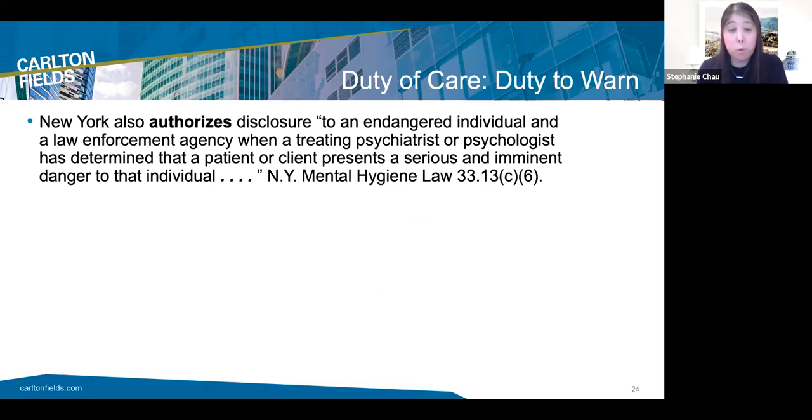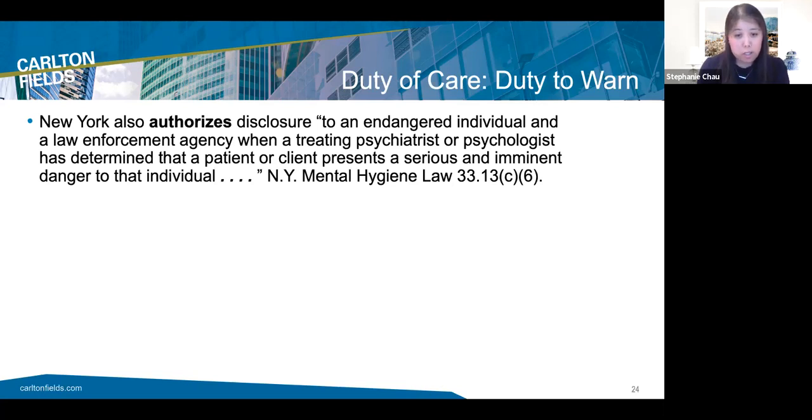And this really dovetails with the duty to warn in the Tarasoff and in the previous slide, where it sets forth a serious and imminent danger to that individual. So that same language appears elsewhere in New York law, although this time it's just the authority to warn, and it coextends with the obligation to report. And I would note that this specific section applies only to psychiatrists and psychologists, which is why there's all these different statutes that kind of all live together, so to speak.